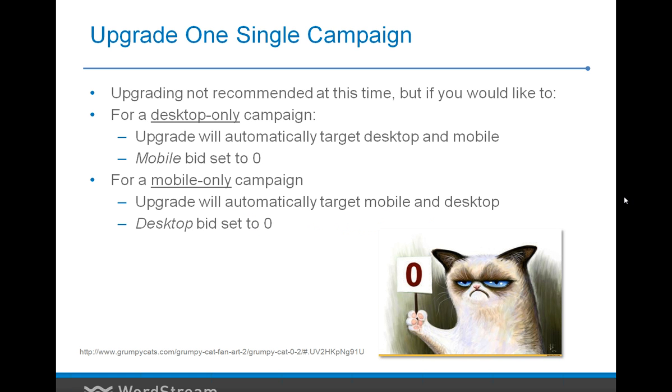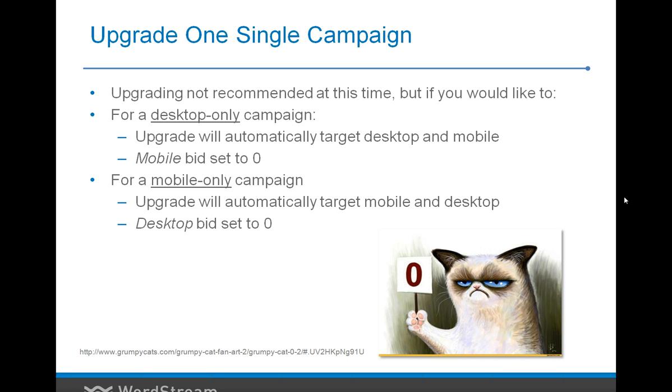Just keep in mind that upgrading isn't recommended if you're targeting one device, as Google has indicated that they might be releasing additional features to facilitate this process. But if you have campaigns that are targeted to desktop only, then your upgrade will automatically target both desktop and mobile with your mobile bid set to 0. Remember, though, that if you like to turn off your mobile advertising, you'll need to set your bid to -100%.